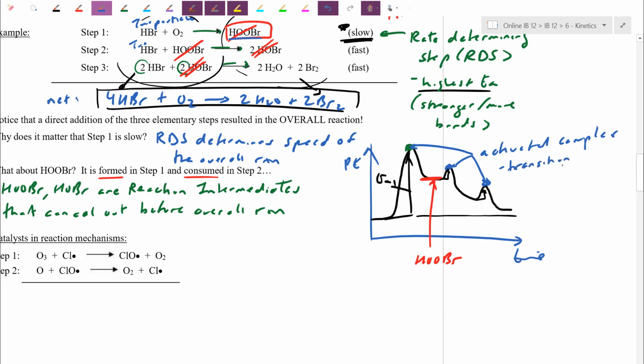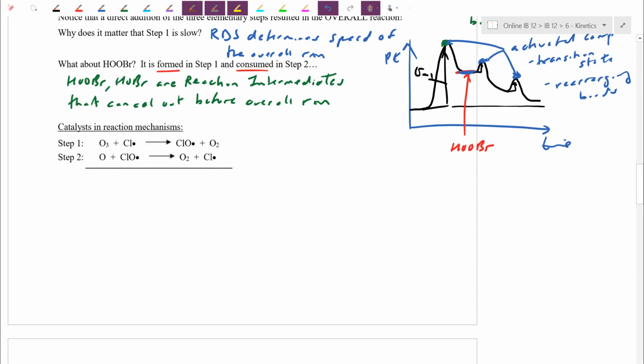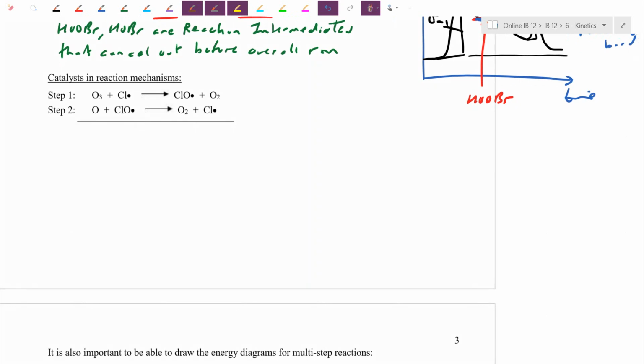This molecule here in between cannot be isolated. This one here is too unstable. This is in the process of rearranging bonds. The Huber has already rearranged its bonds. The Huber has already formed. It's just that overall, because step 1 isn't the entire reaction, overall the Huber ends up canceling out. So anything that is made in an early step and used up in a later step is referred to as an intermediate. So let's have a look at that chloride ozone mechanism again.